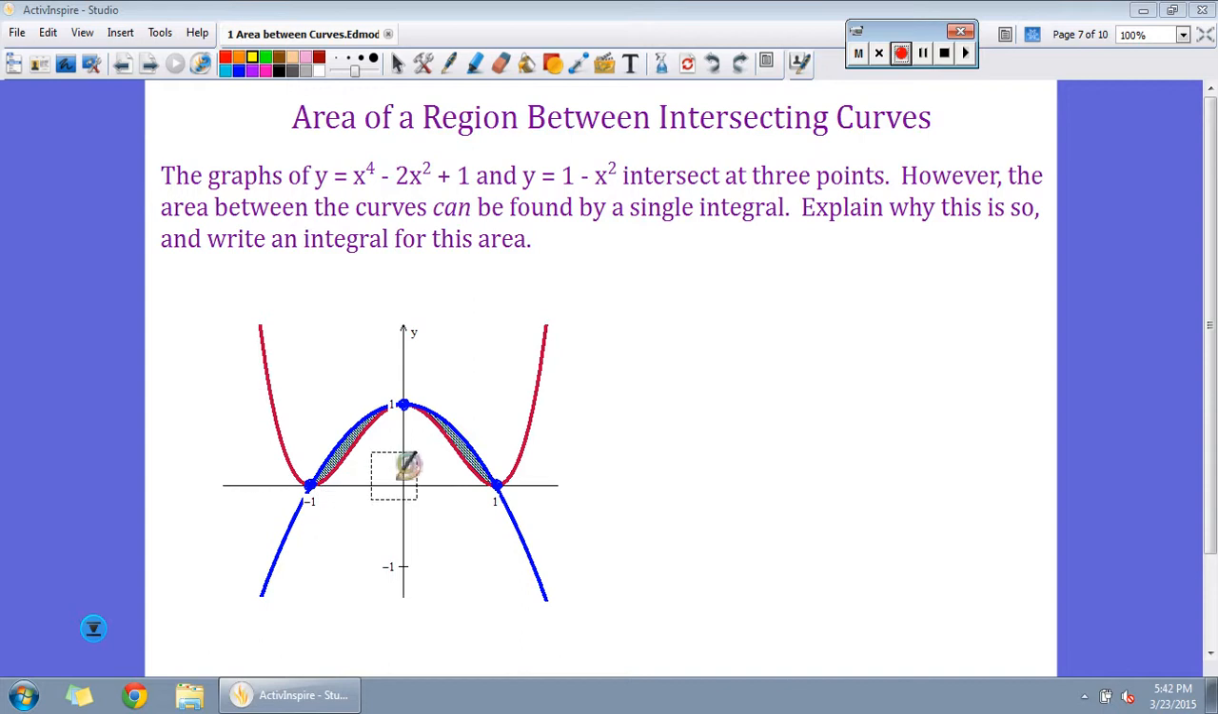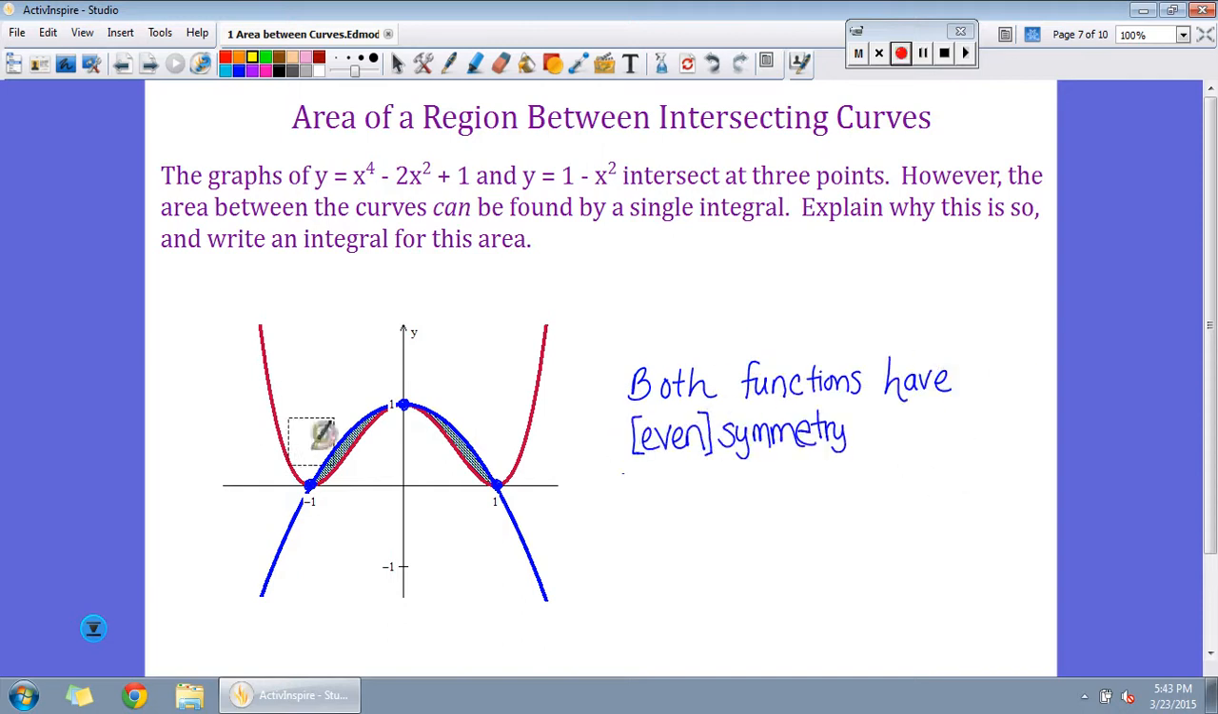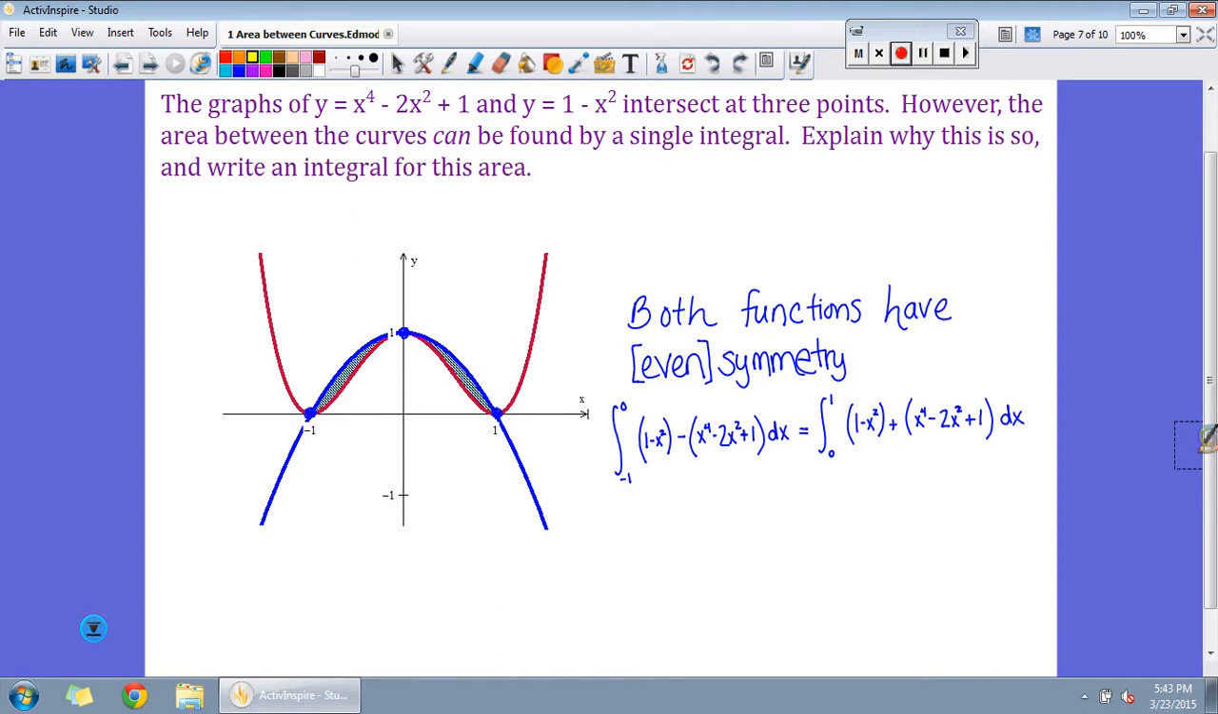But instead of writing an integral from negative 1 to 0 and then from 0 to 1, we can write a single integral. The reason why this is true is because both of these functions have even symmetry. So the area from negative 1 to 0 and from 0 to 1 are equal. Therefore, to write this as a single integral, we're going to have the area equals 2 times the integral from 0 to 1 of, when you combine like terms, x squared minus x to the 4th.